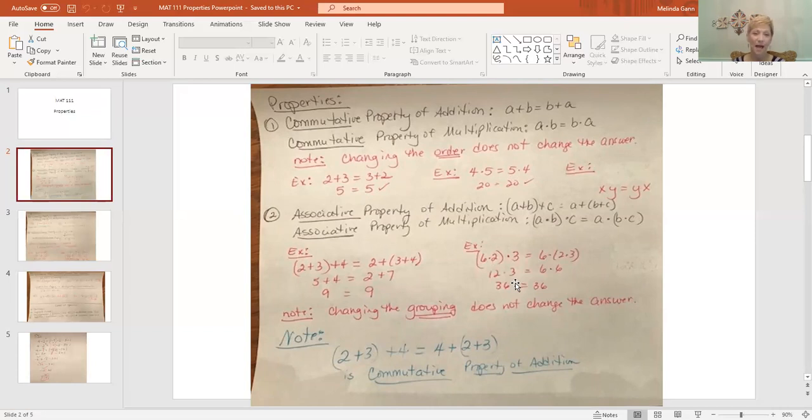Now, sometimes you make up shortcuts that are not right, and that may have happened to you in the past. Just because there's a parenthesis in the problem, that doesn't mean it's the associative property.